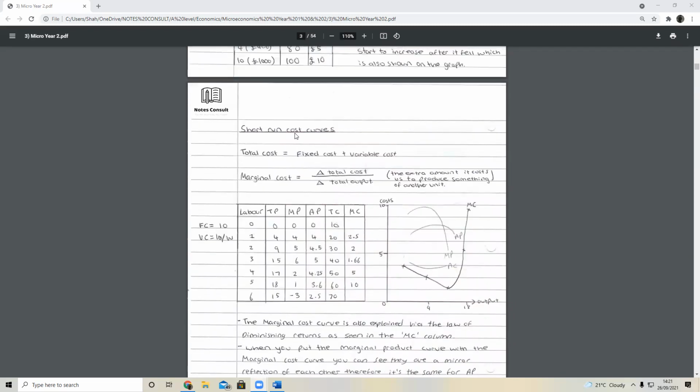All right, so short run cost curves. These are just some standard formulas. Total cost is equal to the fixed cost plus variable cost. I'm sure you guys know that.